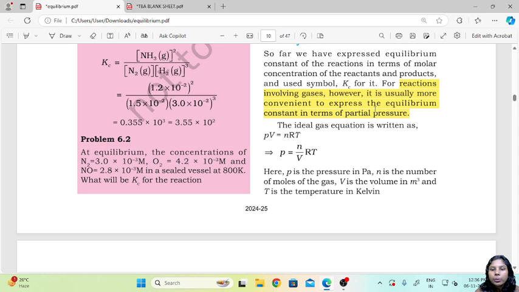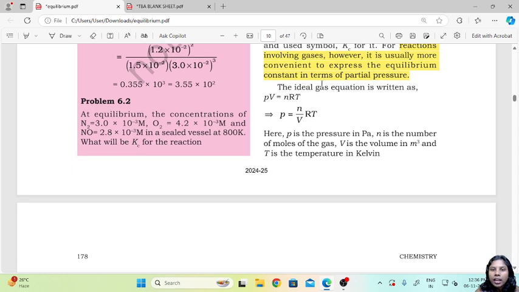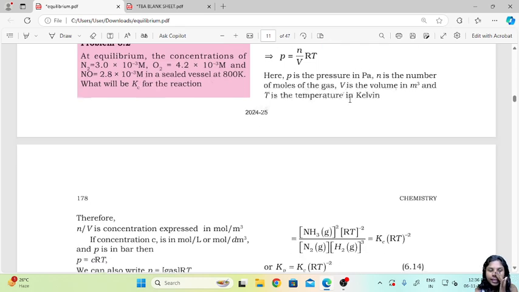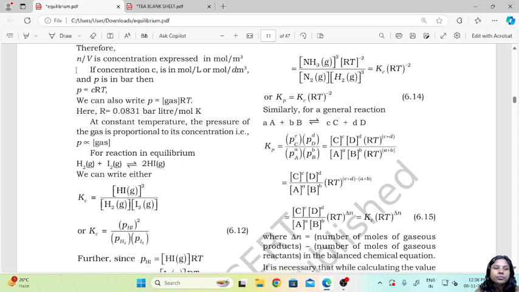their partial pressure. Now we know that the ideal gas equation is PV equals nRT, where P equals n upon V into RT. So here P is the pressure that is given in pascals, that is Pa. n is the number of moles of the gas. V is the volume that is given in meter cube, and T is the temperature that is given in Kelvin. Therefore, n upon V is the concentration that is expressed in terms of mole per meter cube.